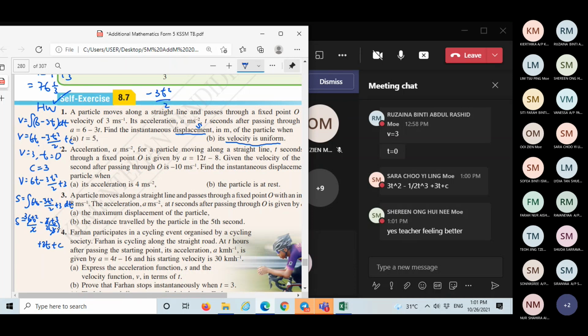Okay, can you please tell me, this is S, I want to find the C. So I need to have a condition for the t and the s, only then can I find the C. So can you please tell me, t is what? S is what? A condition that you can find from the question.